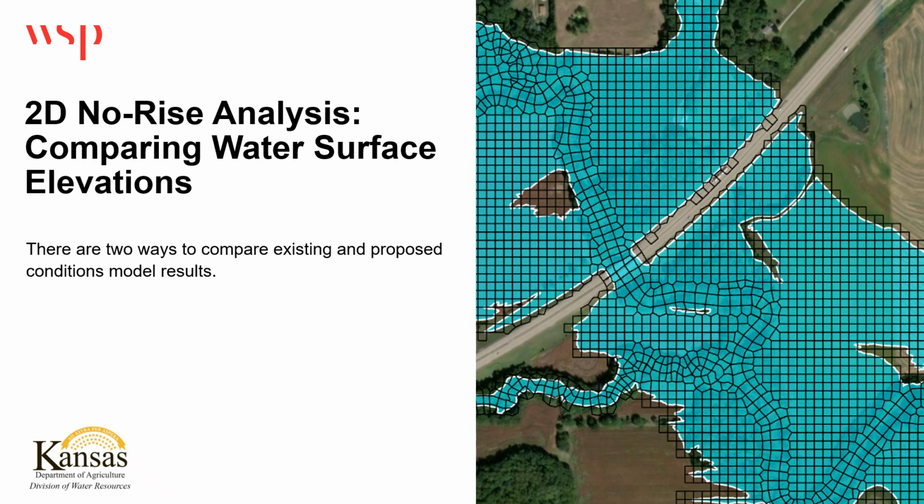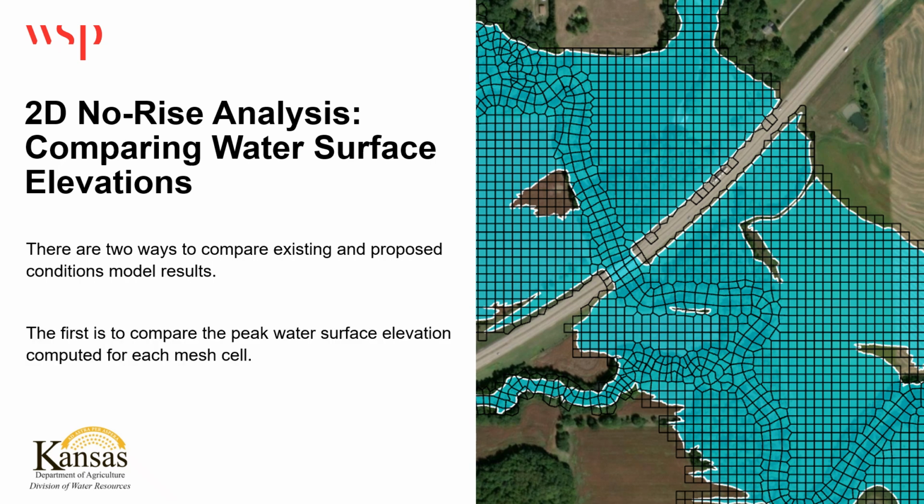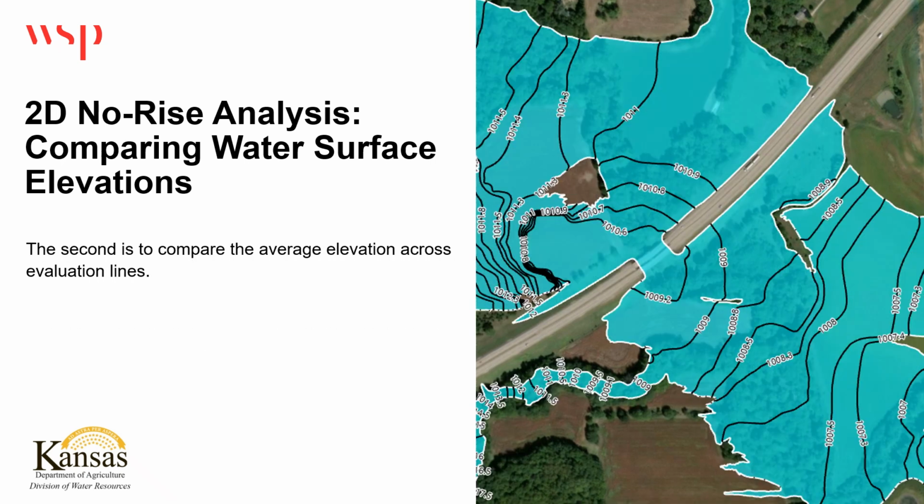Now that we have our existing and proposed conditions models, we need to compare the results to see if they meet the no-rise criteria. Now, in 2D modeling, there are two ways to compare the existing and proposed results. The first is to compare the peak water surface elevation computed for each individual mesh cell. The second is to compare the average water surface elevations across each evaluation line.